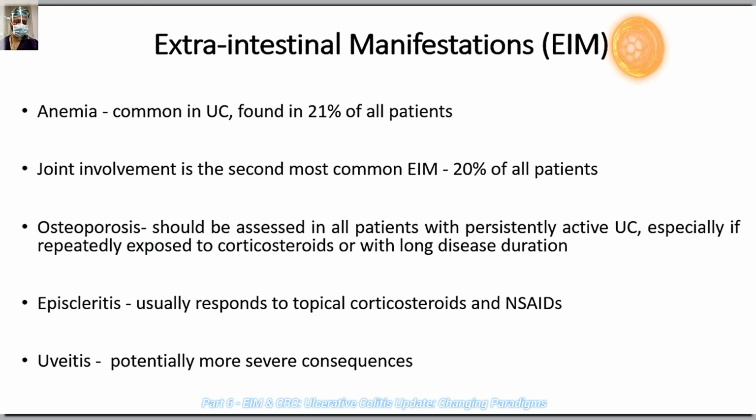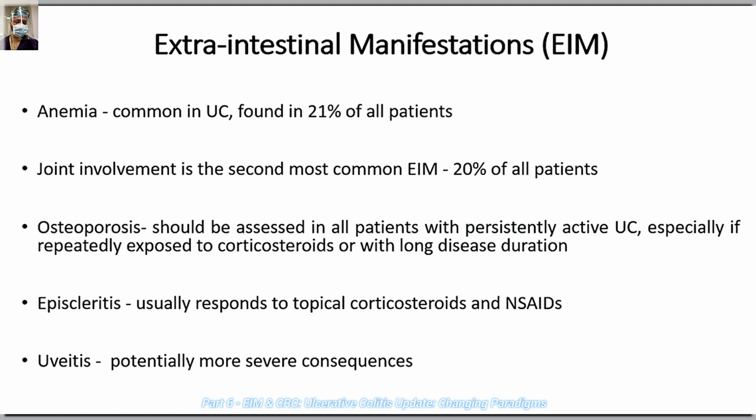What are the extra-intestinal manifestations of ulcerative colitis? Anemia is common in UC and found in 21% of all patients, and was also present in our case, which we have discussed. Joint involvement is the second most common extra-intestinal manifestation, 20% of all patients.